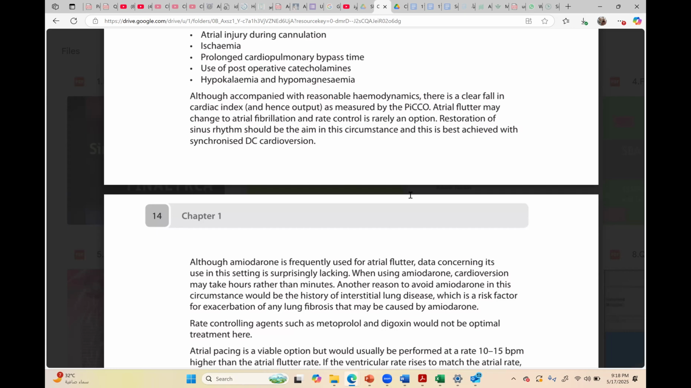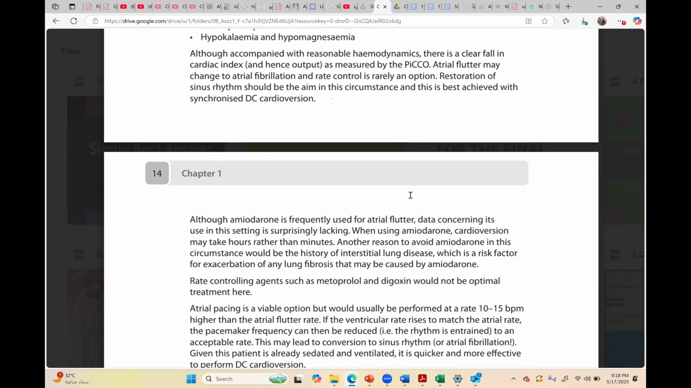Okay. So when using amiodarone, cardioversion may take hours rather than minutes. Yes, so it is chemical cardioversion. Chemical cardioversion will take a lot of time. Here you will get it very quickly. Another reason to avoid amiodarone in this circumstance would be a history of interstitial lung disease.